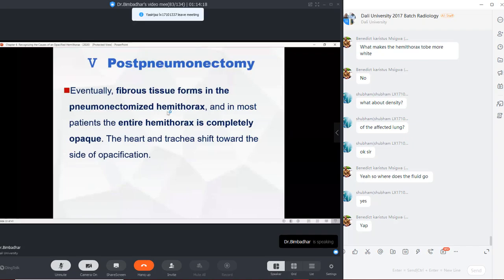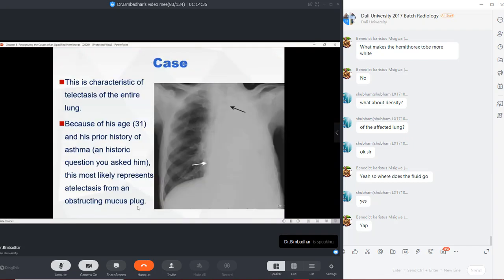And this one could be happening because of an obstructing mucus plug, or you also call it mucus impaction. And what is the most common cause for mucus impaction? It could either be bronchogenic carcinoma or it could be asthma. Get it?